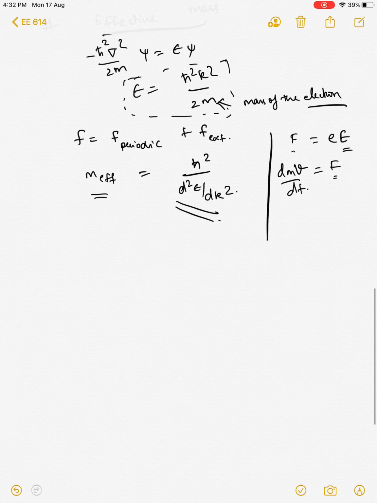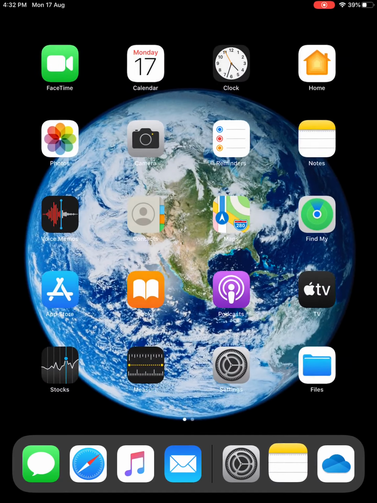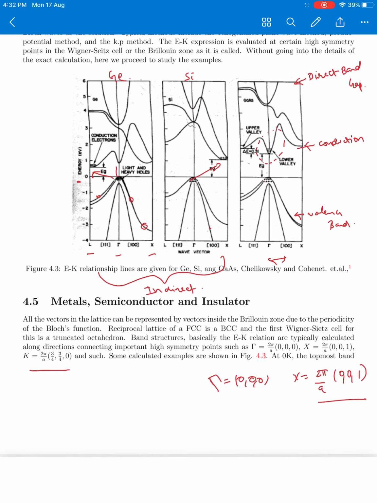Right? So let's go back to this. So given a dispersion relation like this, given a relation between E versus K, if I know the slope, I know the mass. And the larger the slope is, the smaller the mass is. Right? So if you see here, let us say the bottommost conduction band in silicon is here.